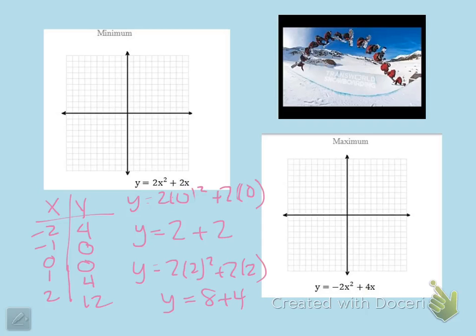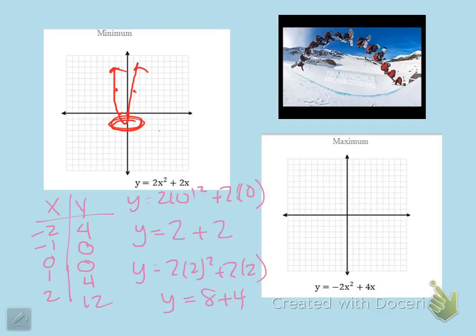If I go ahead and graph this, I got negative 2, 4, so negative 2, 1, 2, 3, 4, it's right there. Negative 1, 0 is right here, 0, 0 is right here, and then I got 1, 4, which is there. If I wanted to connect my dots, it's going to look something like this. So this is going to be a minimum. My lowest point is a minimum.